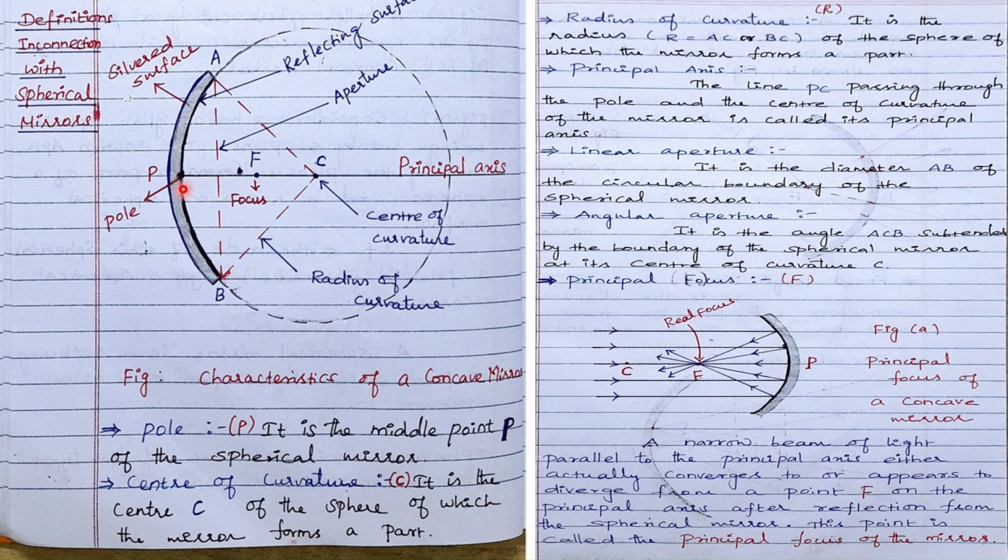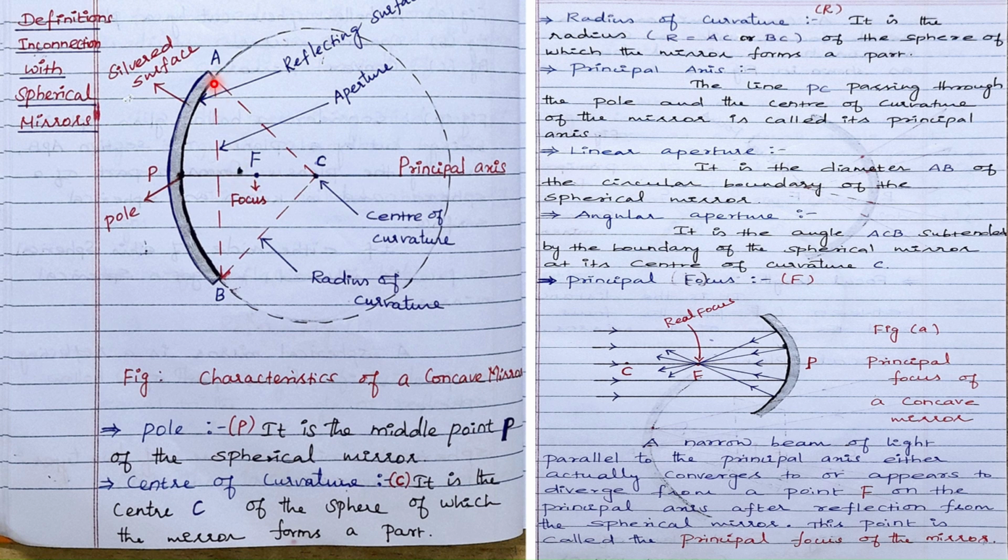The next one is the principal axis. The line PC passes through the pole, the point P is the pole, so the line PC passing through the pole and the center of curvature C is called the principal axis. The next definition is linear aperture.